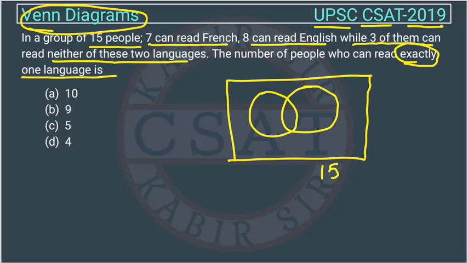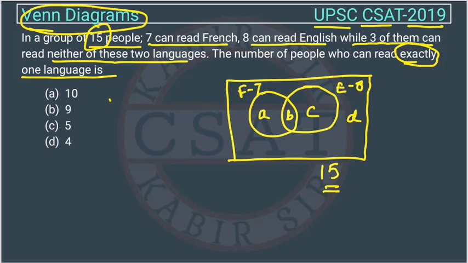So suppose this circle is representing French, who can read French, and this is representing English. So this circle is representing English. So English is how many? Total 8, and total French who can read is 7, right? So I am telling you from the basics, you can assume this is A, this is B, this is C, and this is D, right? So the total number of people, A plus B plus C plus D, is 15, because the total number of people we have is 15, given.